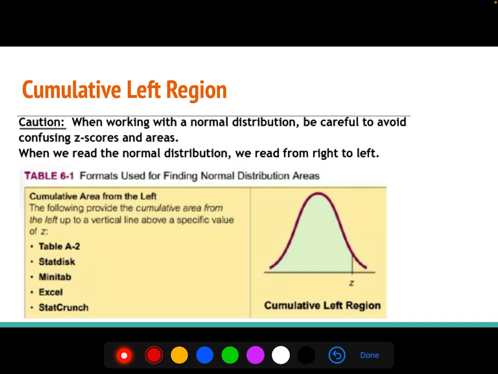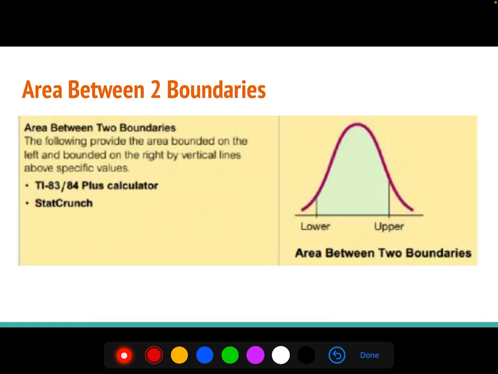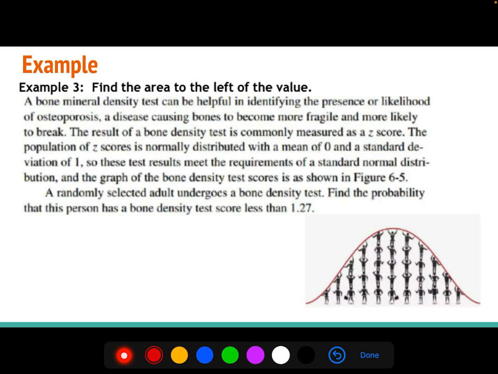Now, here's where we're going to be talking about left, right, things like that. So the cumulative left region. When you're working with a normal distribution, be careful that you're not confusing the z-scores with the areas. When we read the normal distribution, we read left to right. Here's the z-score down here, and then here's the area over here. It's the area to the left of the z-score. Now, if we have area between two boundaries, again, here's a lower z-score, here's an upper z-score, and we're looking at the area between them.